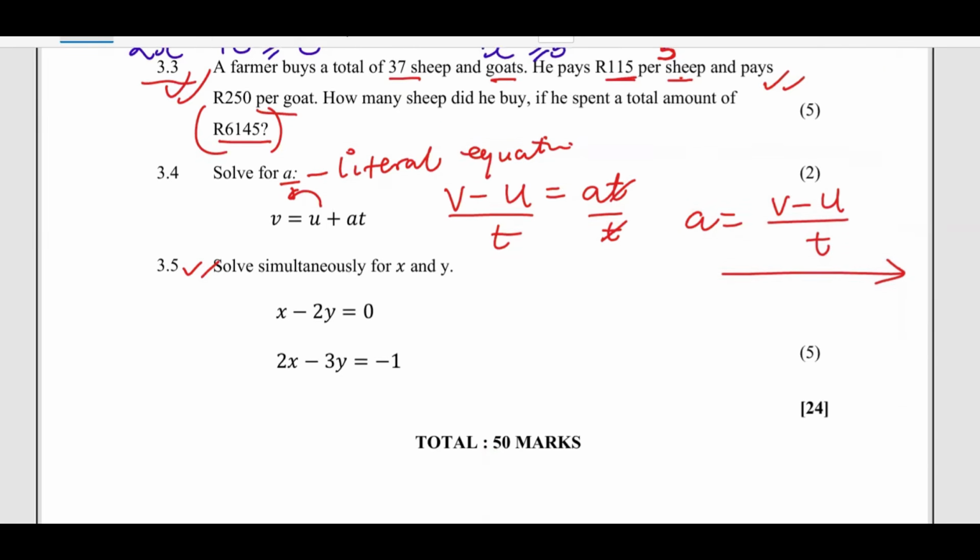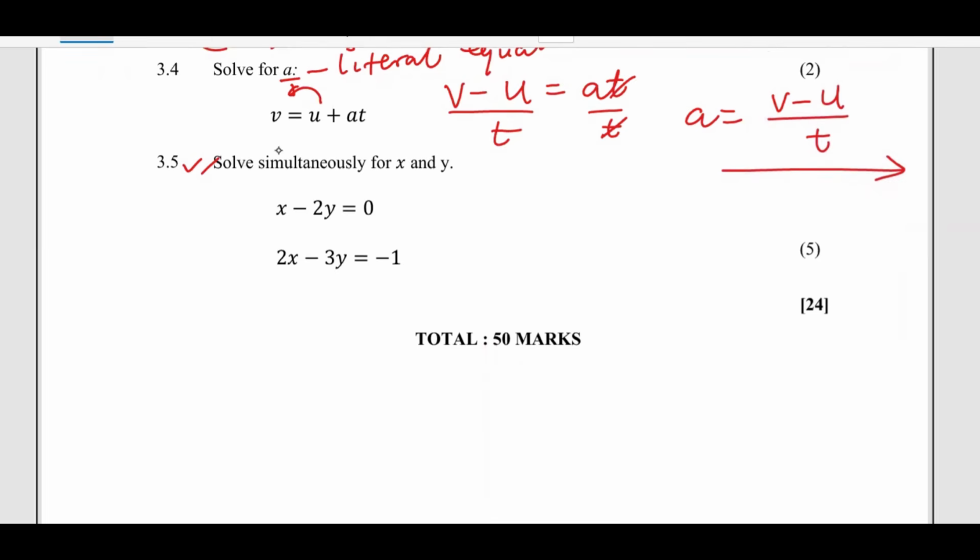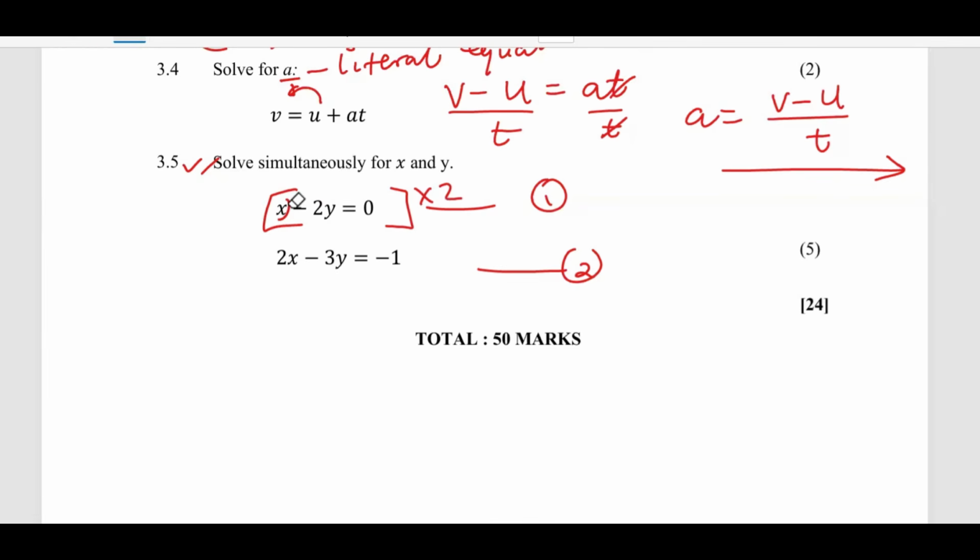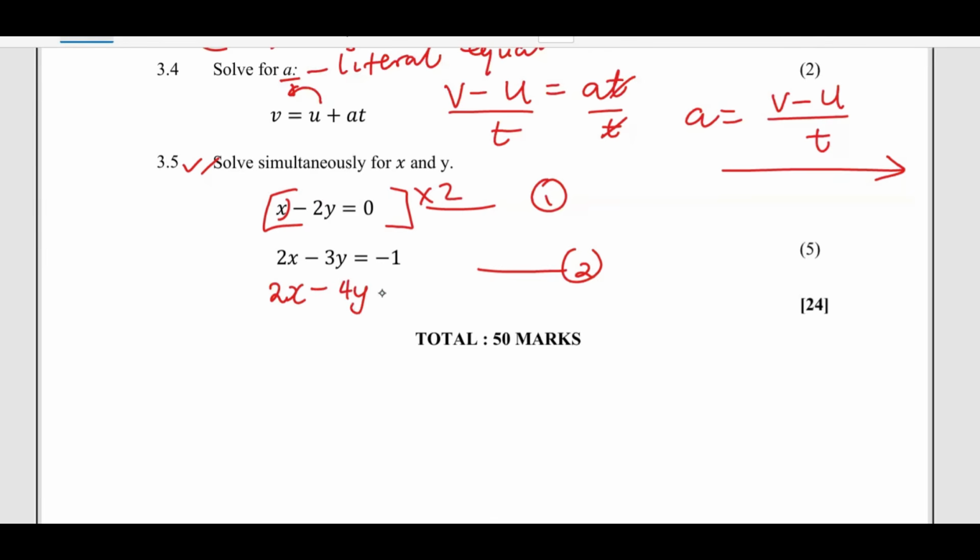3.5, they want us to solve simultaneously for x and y. So I'll still use the same method that I used, which is elimination. If I want to eliminate x, I have to make sure that the number before x is the same for both equations. For us to get the same value, we get the first equation and multiply it by 2. To create similarity, we always use multiplication and division. So the equation becomes 2x minus 4y equals 0. This is our equation number 3.